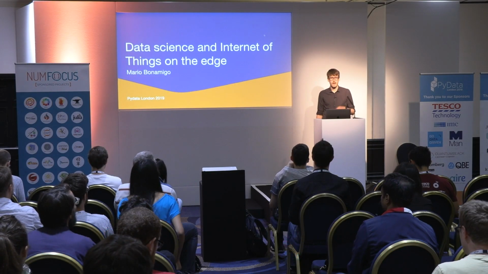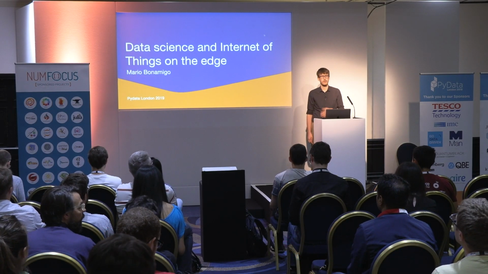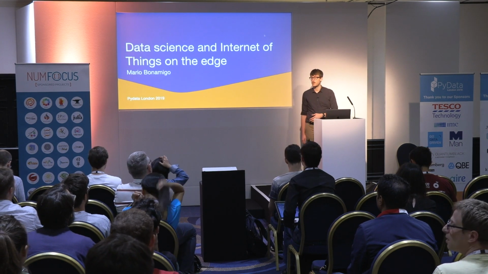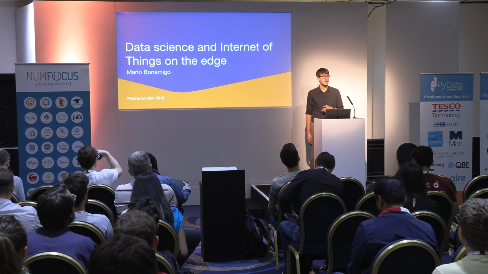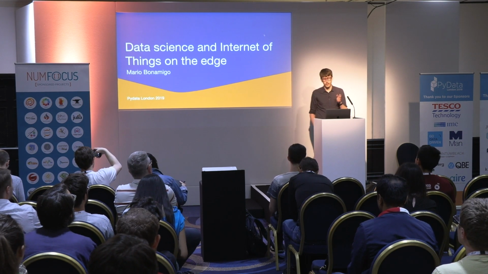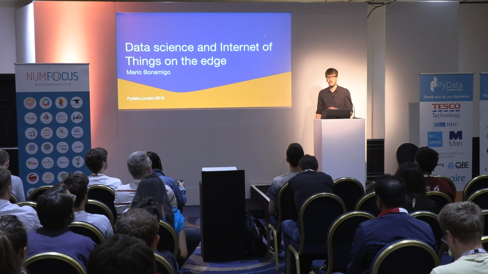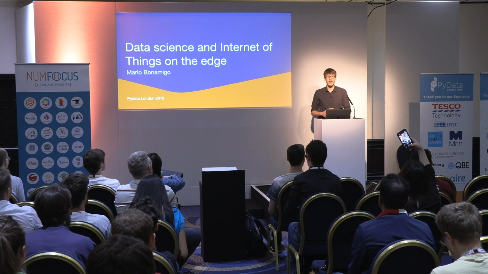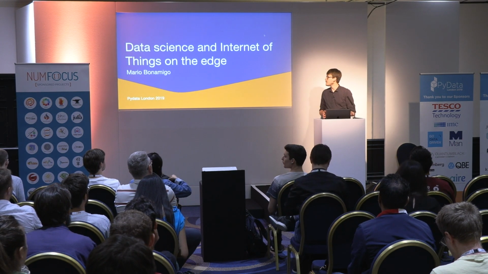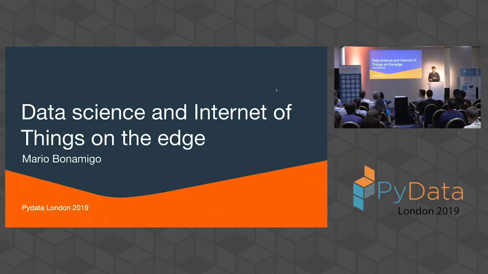I'm Mario, and today I'm going to talk about how we do data science with Internet of Things on the edge at Hive. Let's start with a couple of definitions. Internet of Things is this recent trend of putting an internet connection into every device. The idea is that in this way, it can help you monitor your house or the car or even a train. And on the edge means that instead of doing the computation on the cloud, we move the computation down to the device.